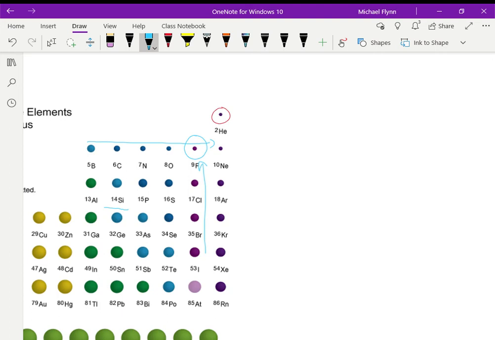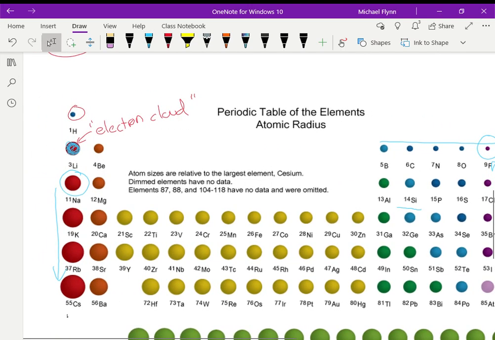Okay? If you're gaining, it's better to be small because the positive nucleus is in the center. So it's easier for it to attract another electron. However, if you're losing, it's better to be big. And that's why cesium down here and francium, which is not shown in this picture, would be even more reactive.